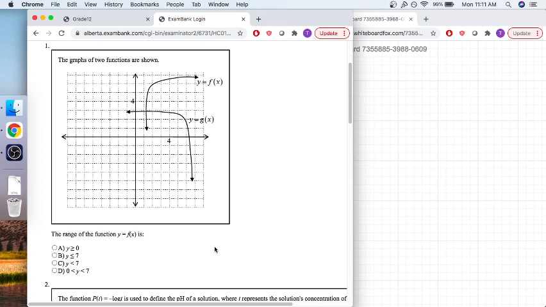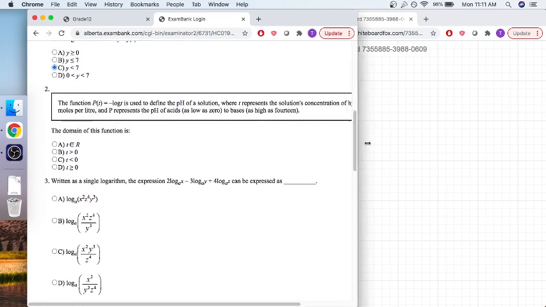The range of the function y equals f of x is going to be... it appears as though we have a horizontal asymptote right here at y equals 7. So our range should be y is less than 7, because it can't be equal, because then it wouldn't be an asymptote anymore.